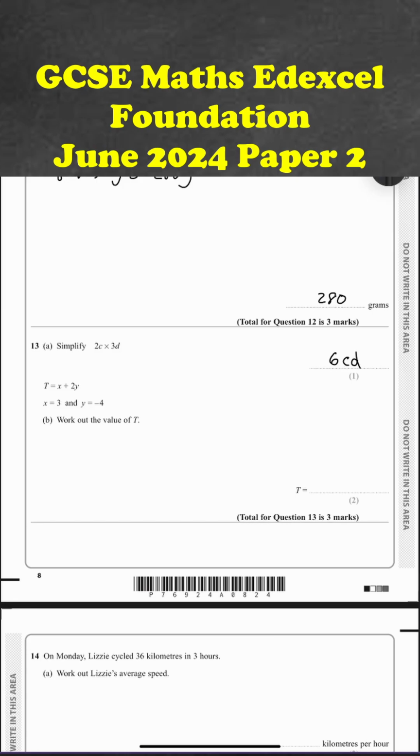t equals x plus 2y, x equals 3 and y equals minus 4. Work out the value of t. So we'll replace x with 3. We'll replace y with minus 4. And we're just going to do 3 plus 2 times minus 4. 2 times minus 4 is minus 8. So 3 minus 8 is just minus 5.